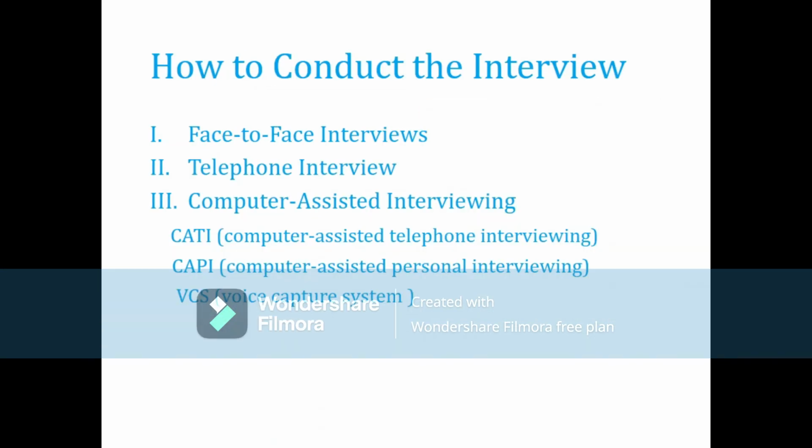And the last one is how to conduct the interviews. We repeat and follow up: face-to-face interviews, telephonic interviews, and computer-assisted interviews: CATI, CAPI, and VCS. There are different types of interviews conducted by the researcher for collection of data. Our question is how to conduct the interviews.